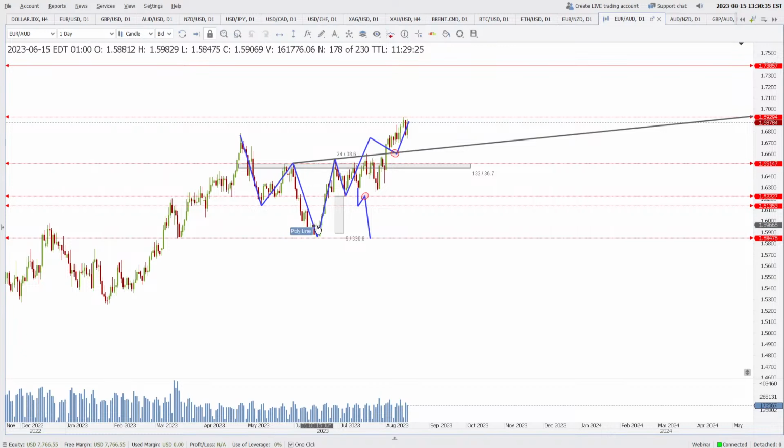Okay, now if the price starts falling from here, I think the first level of support should be this neckline of the head and shoulder. Second, maybe this horizontal level of 1.6514, and third level maybe 1.6222. Okay.